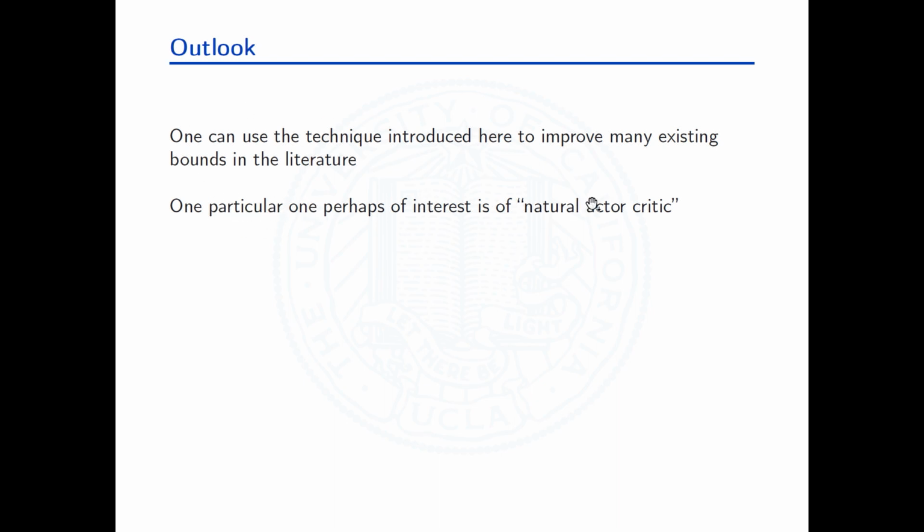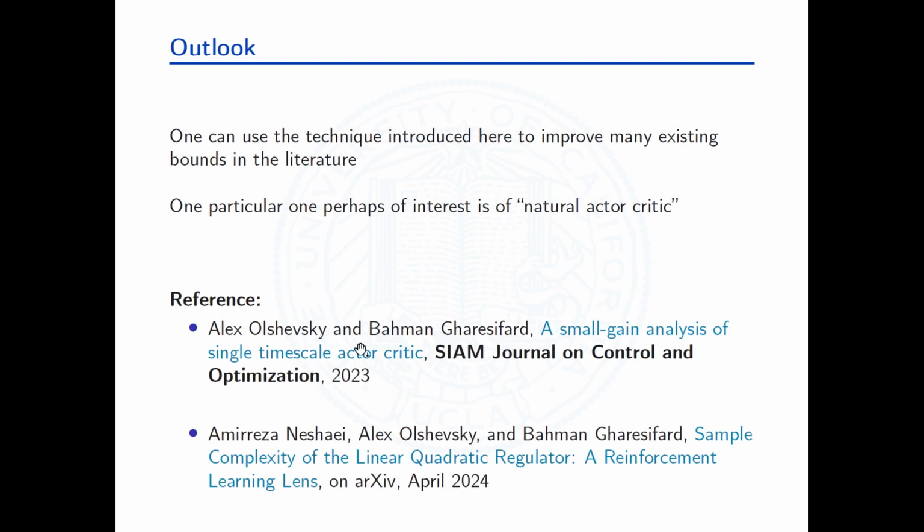One of the interesting ones, off the top of my head: the best known bound for what's called natural actor-critic, where you have an underlying metric, is epsilon^-3 sample complexity. It would be very interesting to see if one can improve that convergence bound using these techniques that we developed here. This is the paper, which just appeared in SciCon.